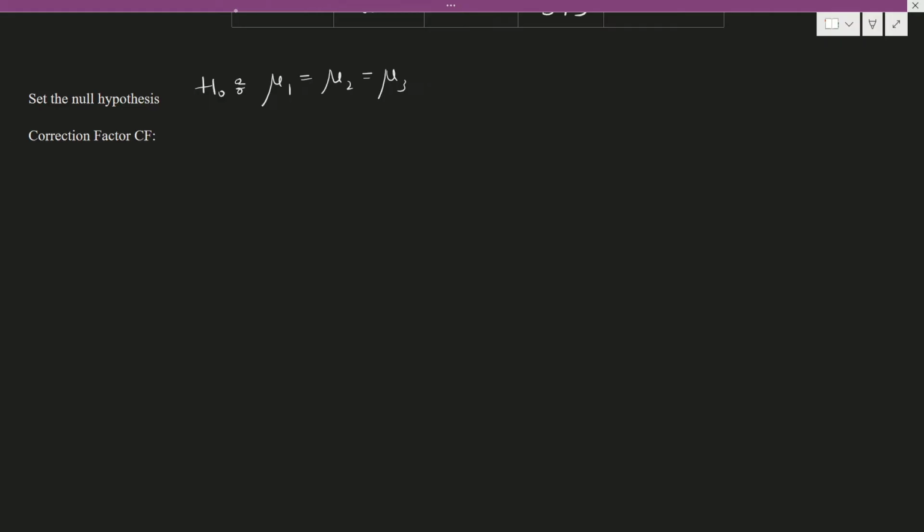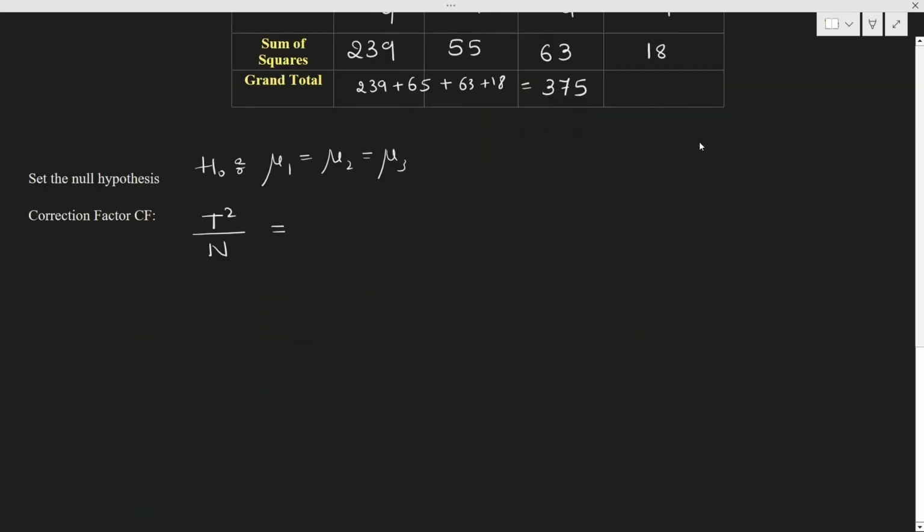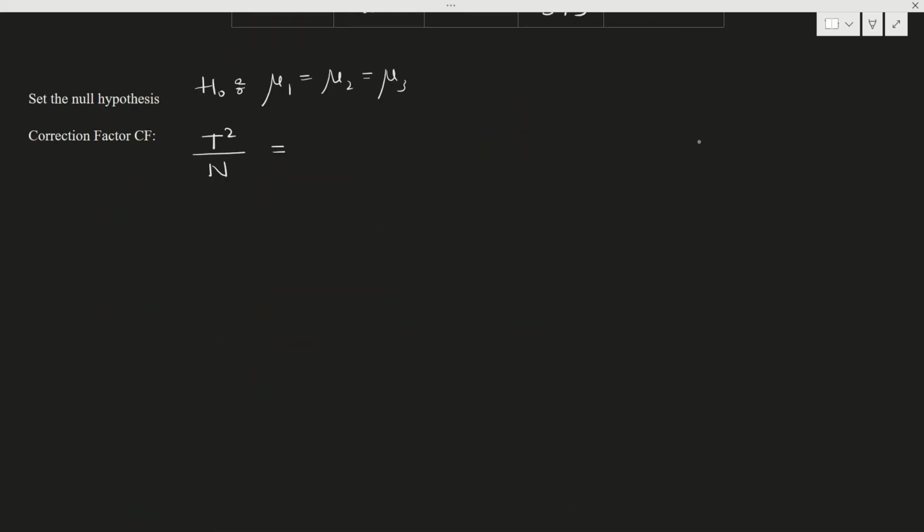Now, correction factor. What is the formula for correction factor? It is T squared divided by the total number of items. Already we know what T is in the first table. This T we are going to use, 71. The T should be from the first table. So, it is 71 squared divided by the total number of items, 20. So, 71 squared is 5041, divided by 20. We will get 252. Therefore, the correction factor is 252.